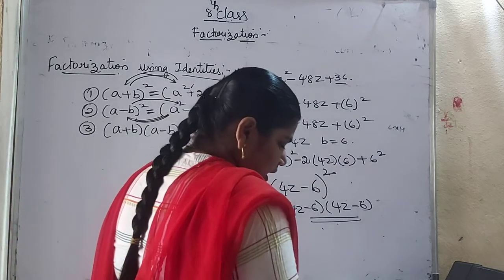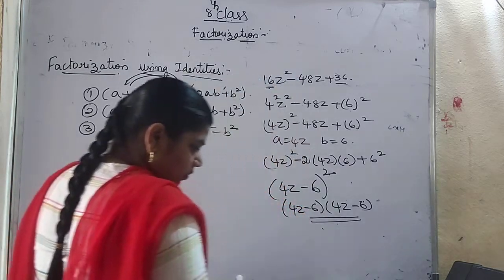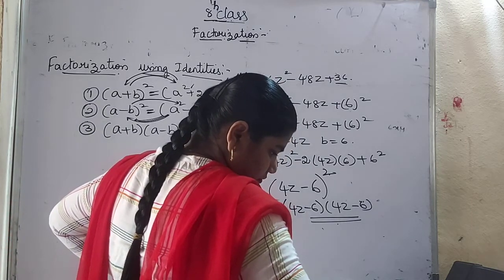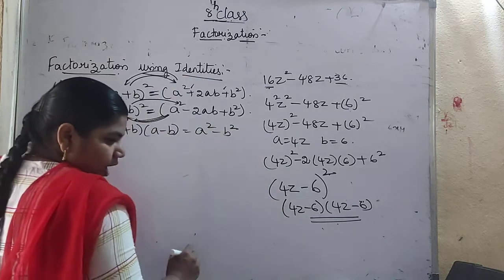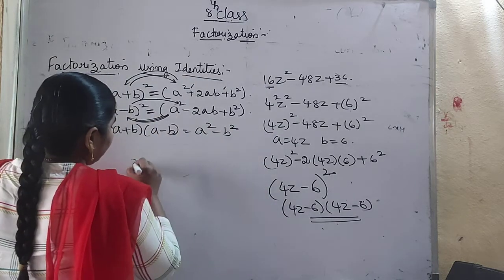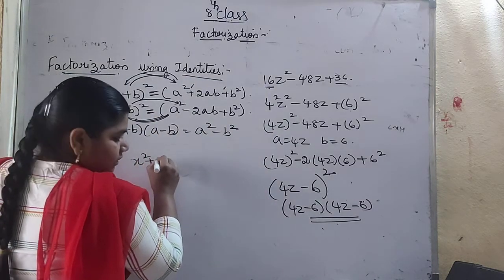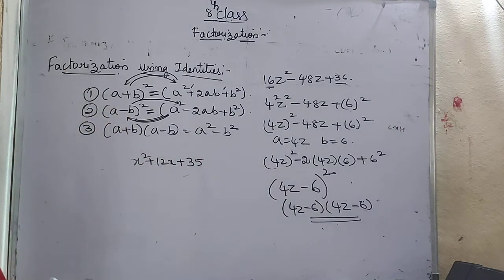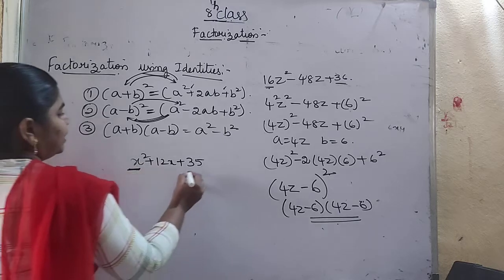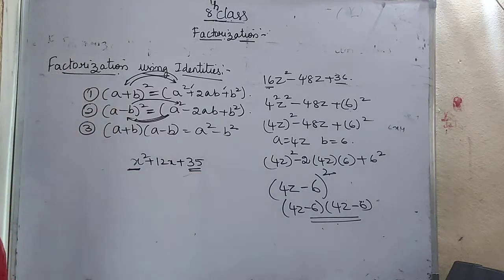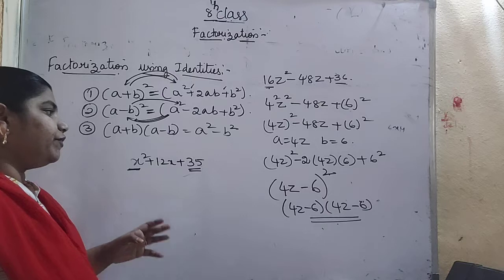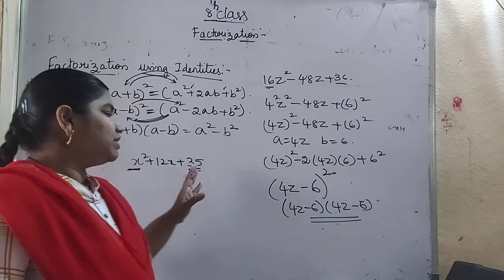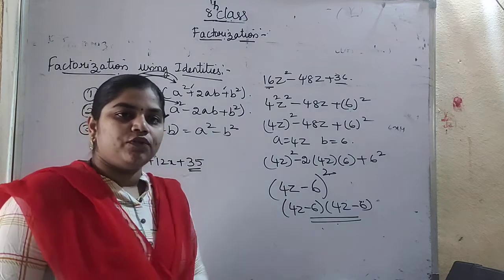I am taking one example: x square plus 12x plus 35. If you see this, the first term is in the form of a square, but 35 is not a square value. We can't write 35 in the form of two equal multiples. So that means 35 is not in the form of a square.